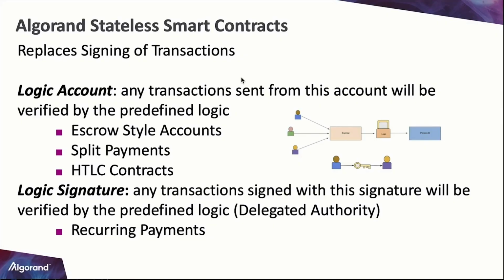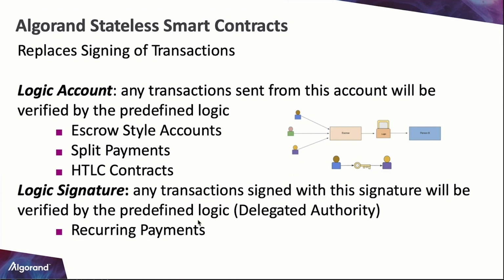So moving on to a very interesting area now, smart contracts. The stateless version of these replaces the signing of transactions. So just like we had accounts sign transactions or a multi-sig account sign a transaction, now a logic account, if it returns true, will be able to sign a transaction. So with a logic account, any transaction sent from this account will be verified by the predefined logic. This is typically good for things like escrow accounts, payments, split payments. Hash time lock contracts is another good example.